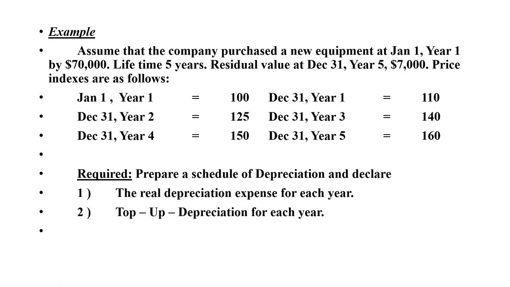Example: assume that the company purchased a new equipment on January 1st, year 1 for $70,000, lifetime 5 years, residual value at December 31, year 5, of 7,000. Price indexes are as follows: January 1st, year 1, 100; December 31, year 1, 110; December 31, year 2, 125; December 31, year 3, 140; December 31, year 4, 150; December 31, year 5, 160. Required: prepare a schedule of depreciation and declare, number one, the real depreciation expense for each year, and number two, the top-up depreciation for each year.